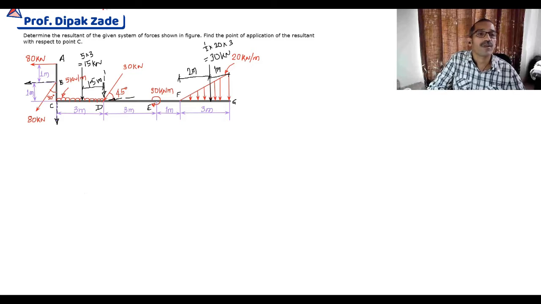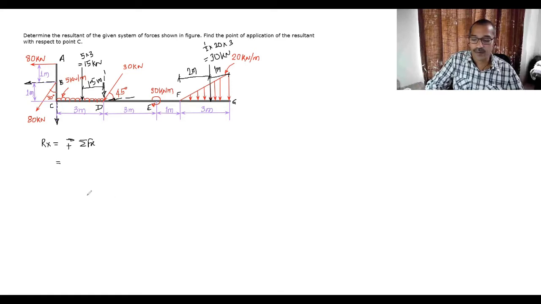Now what are the steps in finding the resultant? First step is the magnitude and direction of the resultant. Second, the point of application. First, Rx equals summation of Fx, assuming rightward force is positive. So add all components in the horizontal direction. At A, the force is acting in the leftward direction, so this will be minus 80.